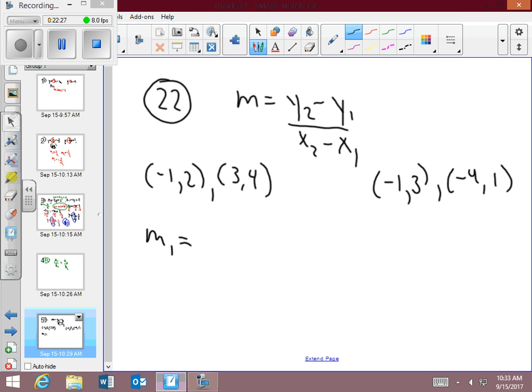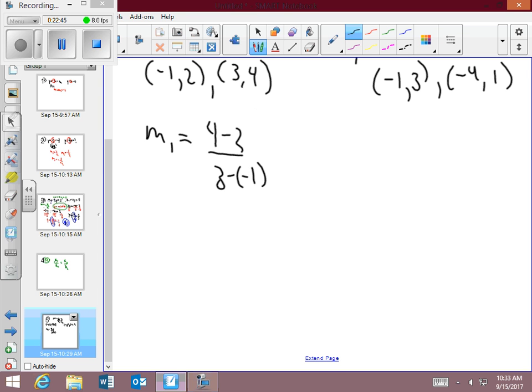So for this one, I'll call this slope M1. What do you want to do? Call this one X2, Y2. So 4 minus 2 over 3 minus -1. So this is 2 over 4, which is 1/2.